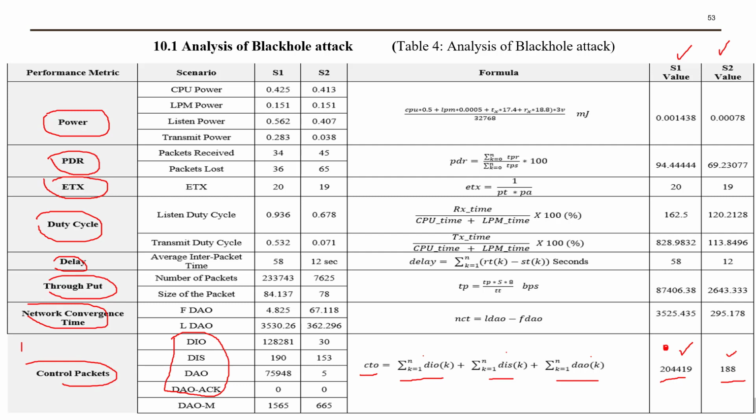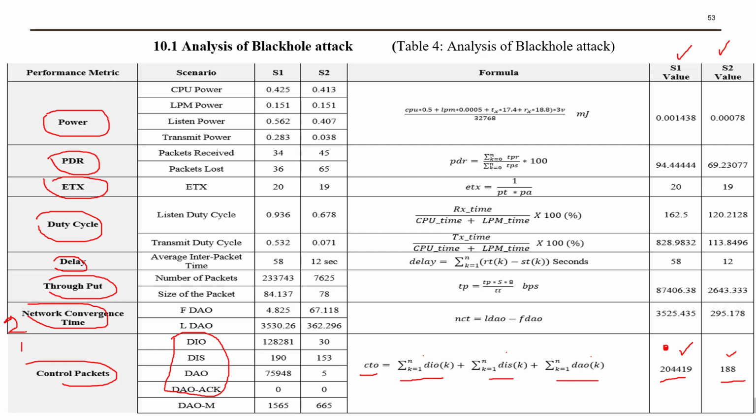Okay, now I'll go for the second. The second parameter is network convergence time. So what does network convergence time mean? It means how much time it takes for a network to settle.